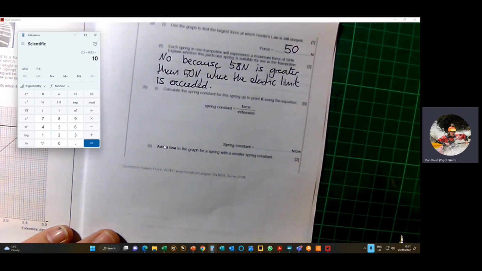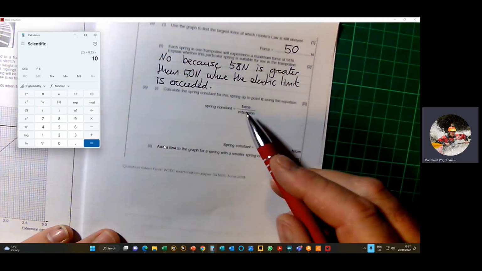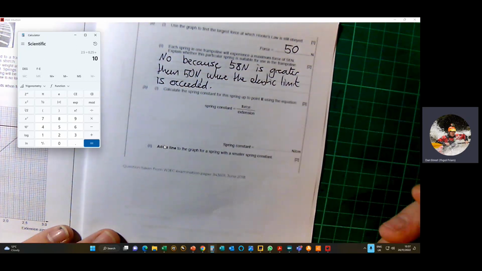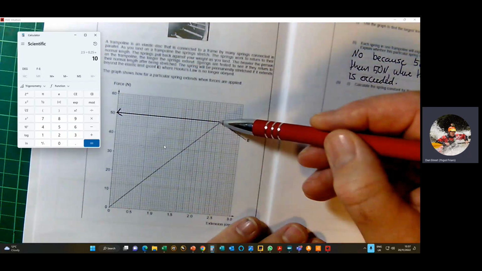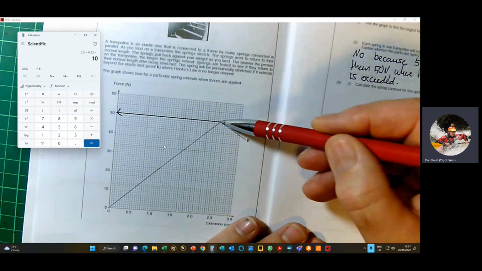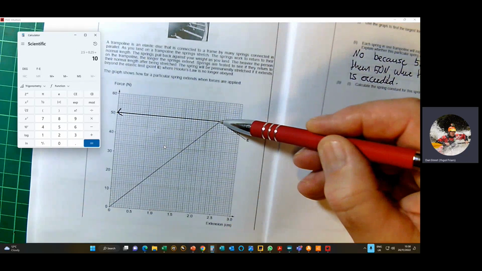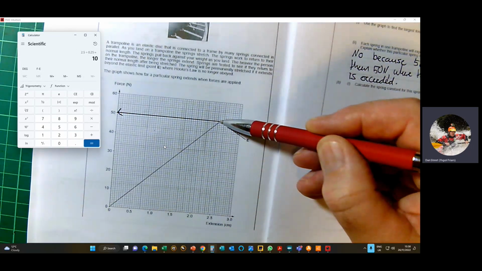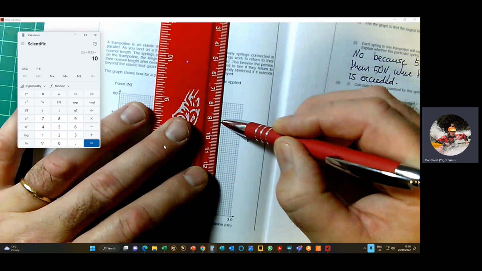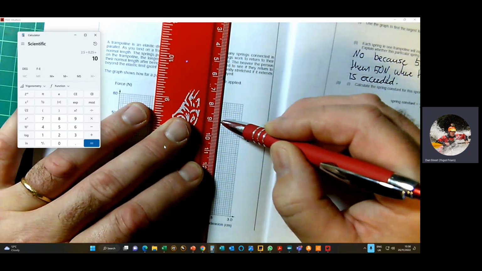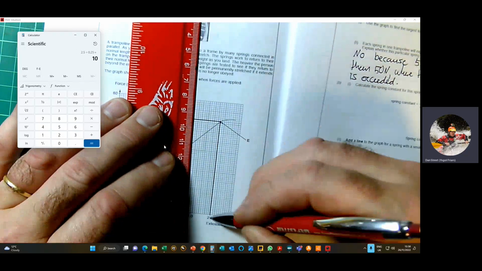Okay, calculate the spring constant for this spring up to the point E using the equation. Spring constant is force divided by extension. Okay, so we can go back to what we've already used, and at this point here, the spring is still just behaving as Hooke's law determines, so we can use 50 newtons. And if we work out what the extension is that causes, by carefully drawing a ruled line down, then we find it's 2.5 centimeters.